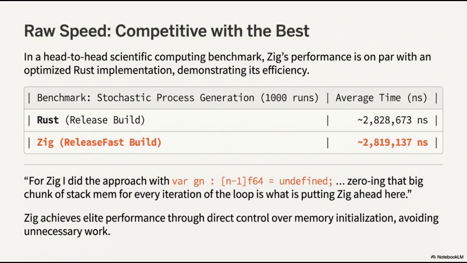This margin is attributed to Zig's granular control over memory initialization. Specifically, by using the undefined keyword for stack memory allocation, the developer avoids the cost of zeroing out large chunks of memory for every iteration of a loop. This ability to skip unnecessary work is a primary driver behind Zig's elite performance profile.